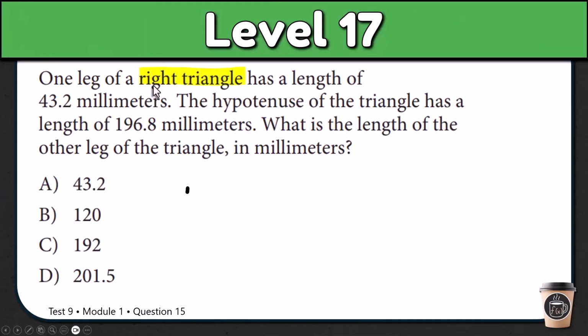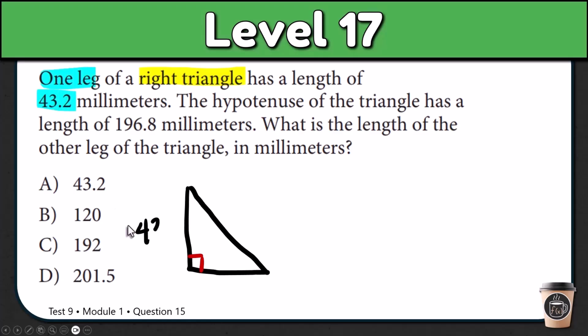One leg of a right triangle. That means I'm going to draw a right triangle. And I know that one leg is 43.2. Put that in. I know the hypotenuse is 196.8. You put that in, and we're looking for the missing leg. So that's the x right here. What is the length of the other leg? This is just a straight up Pythagorean theorem.